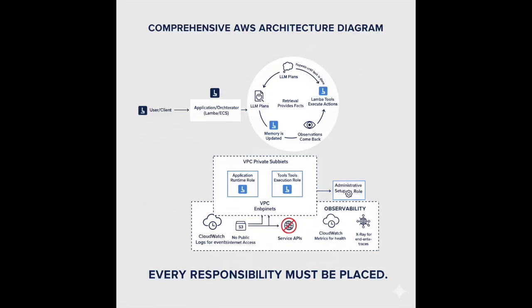When everything is combined, your mental diagram includes client, API Gateway, application or orchestrator, RAG retrieval, Bedrock model, agent loop, Lambda tools, IAM roles, VPC endpoints, encrypted storage, logging, metrics, and tracing. Not every box needs detail, but every responsibility must be placed.